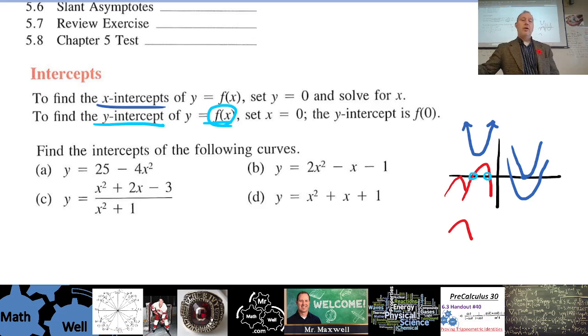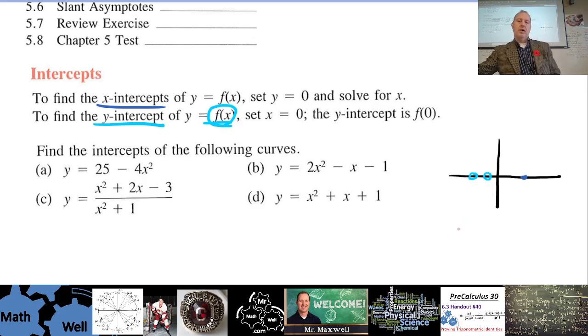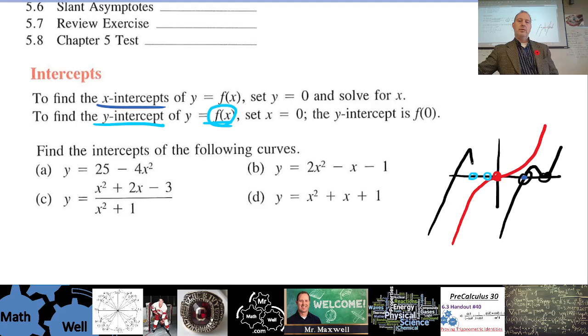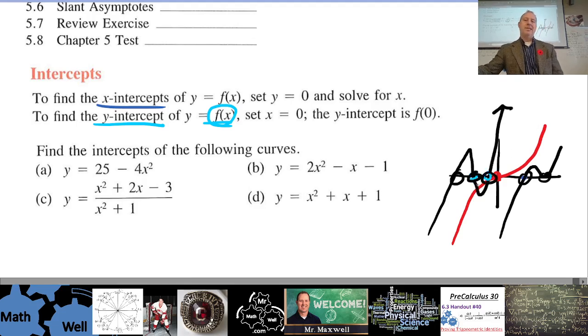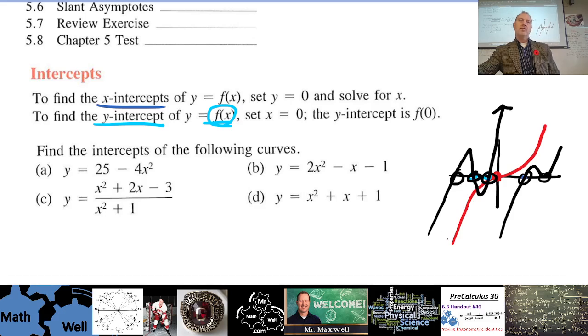So maximum of 2. Now, if it's an odd function, that is degree 3, let's say, you could have 1 x-intercept, like that, y equals x cubed. You could have 2, 1 there and 1 there, or you could have 3, 1, 2, 3, right? So you can have up to 3, but with an odd function, you can't have 0 because of the end behavior. Remember the end behavior bit?